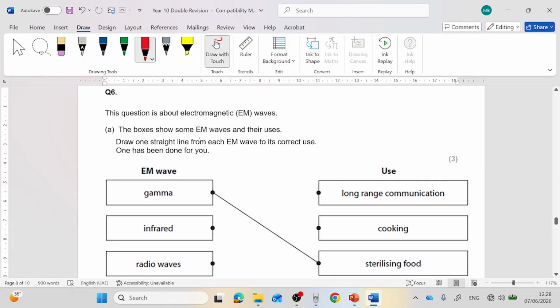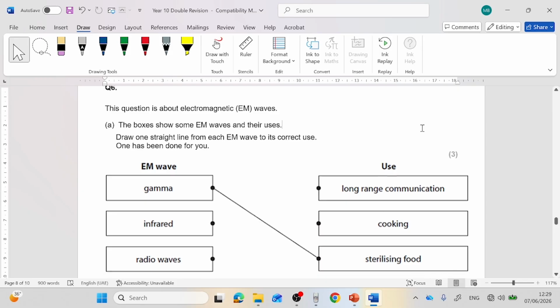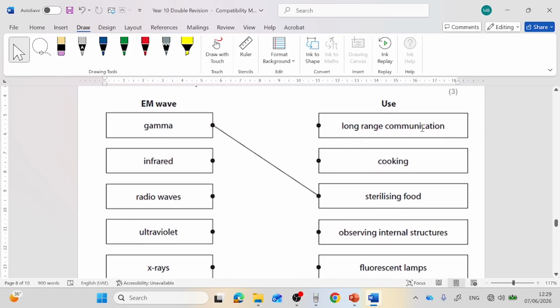The boxes show some electromagnetic waves and their uses. Draw one straight line from each electromagnetic wave to its correct use. One is done for you. So, for example, gamma rays are used for sterilizing food. Sterilization means killing microbes. Okay? Because gamma rays have the highest energy, they have the highest ability to kill microbes. This is the reason that they are used in food sterilization.